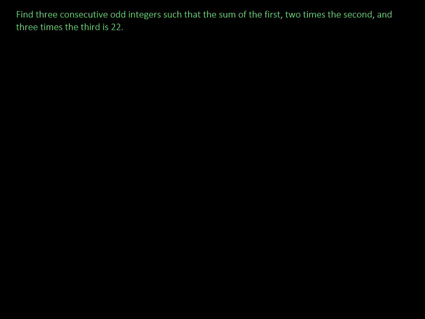Hello and welcome. In this video we are going to find three consecutive odd integers such that the sum of the first, 2 times the second, and 3 times the third is 22. Now before we jump into solving this question, let's review what consecutive numbers are. It's very important that you understand this concept.